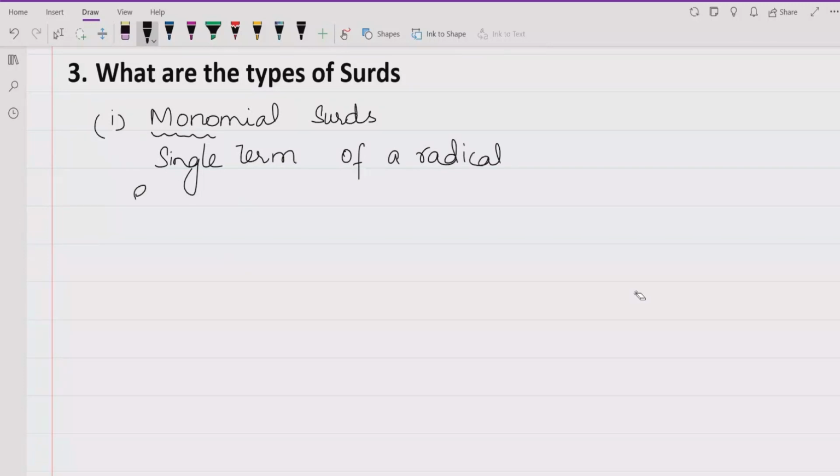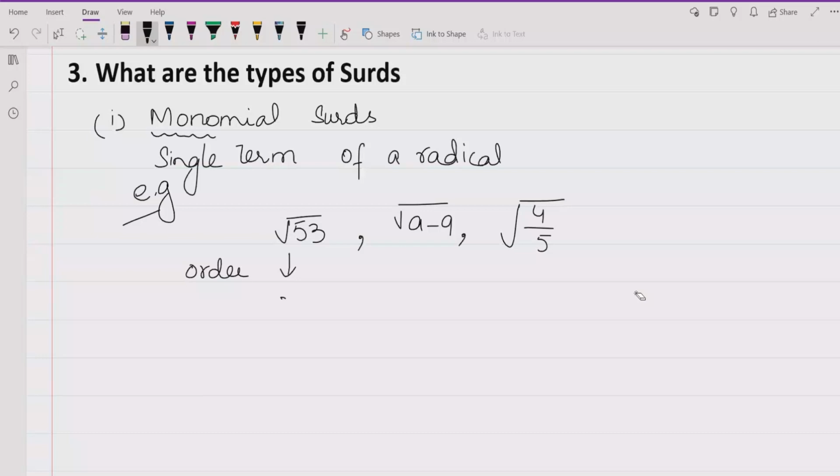And examples are 5, 3, a minus 9, and 4 upon 5. If we talk about the order of these examples, the order is second. This is also second order. If we have 3 here, it's third order, right? So this is the example of the monomial surd.